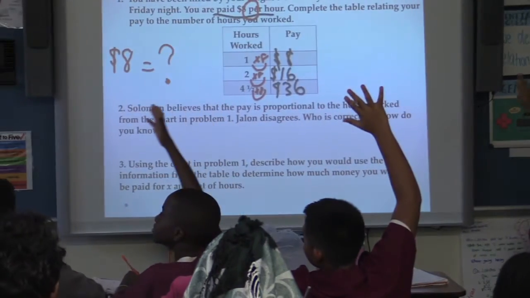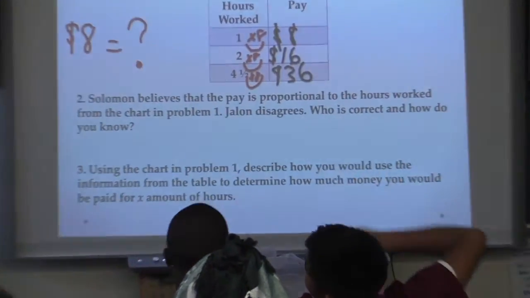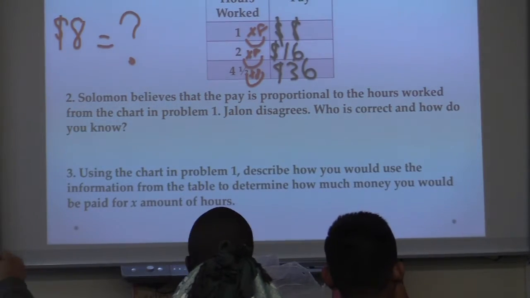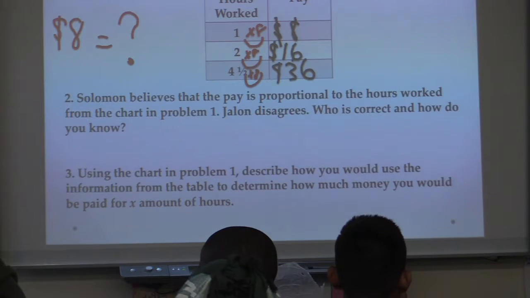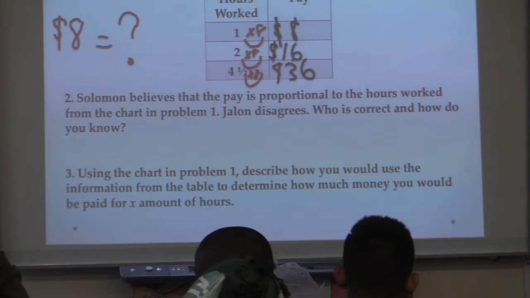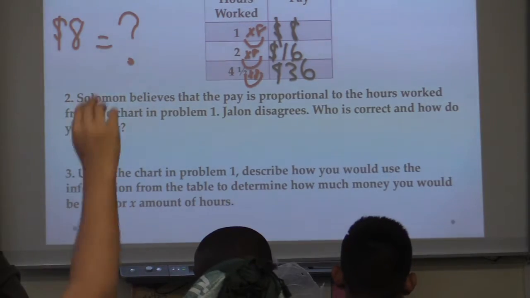Number 3, someone we haven't heard from. Jamani, nice and loud, please. Using the chart in problem 1, describe how you would use the information from the table to determine how much money you would be paid for X amount of hours.